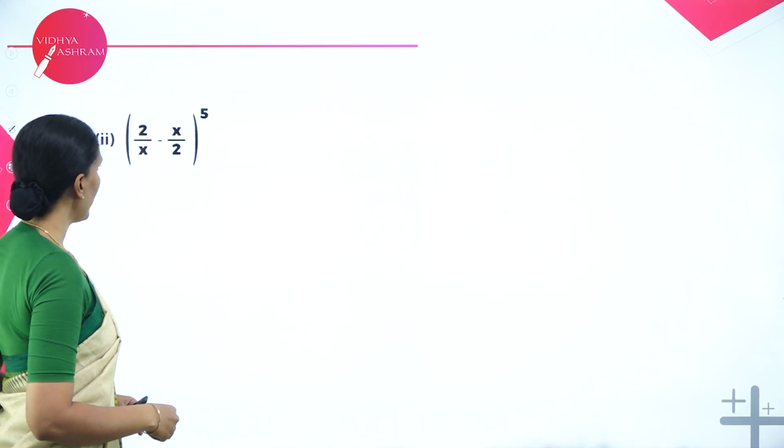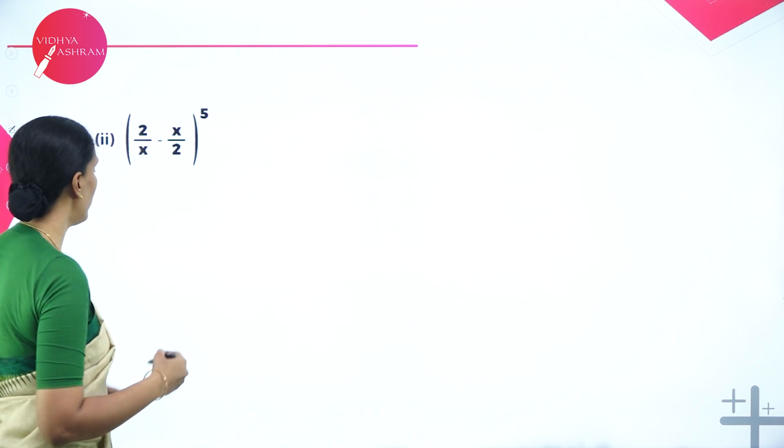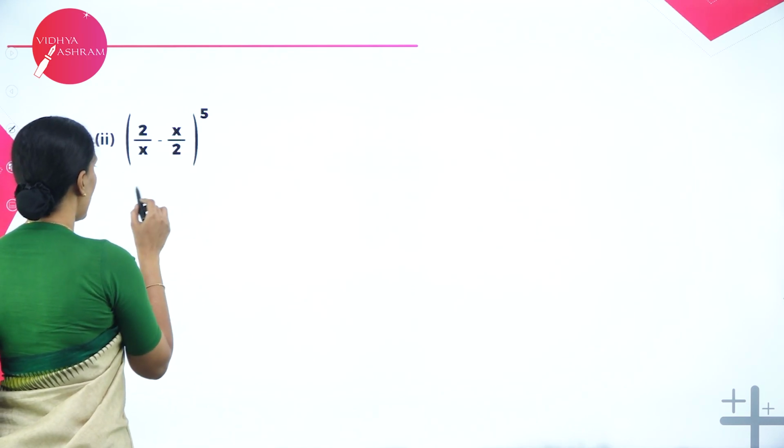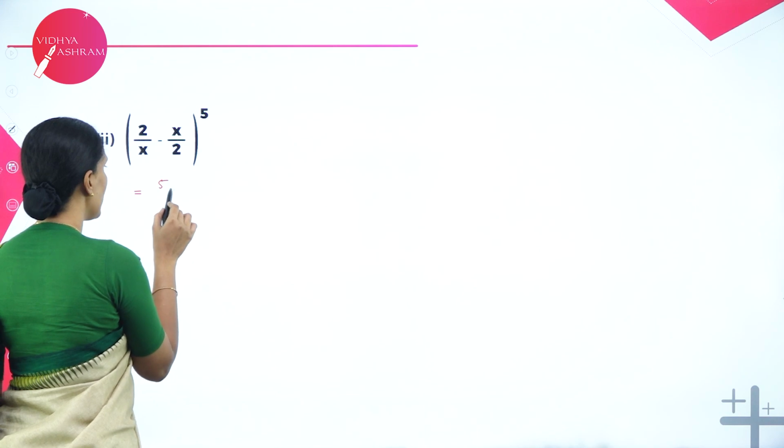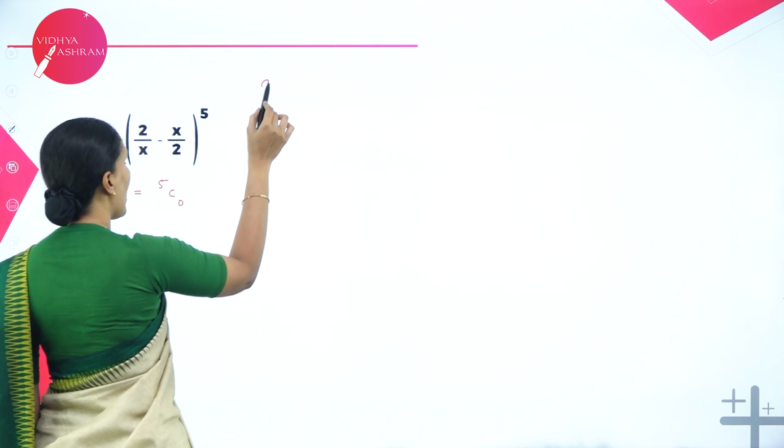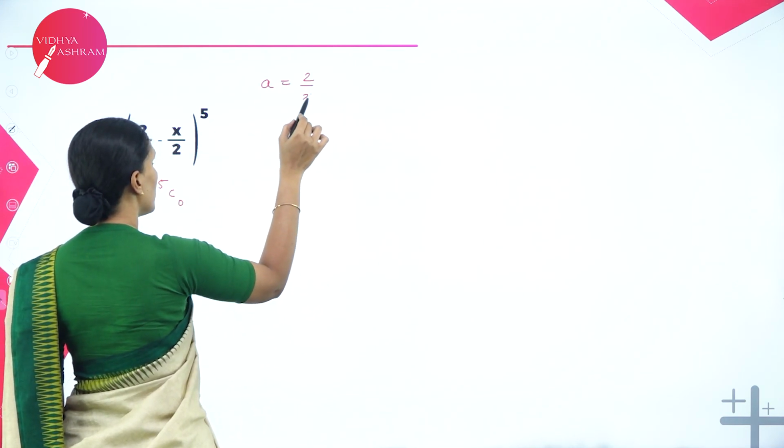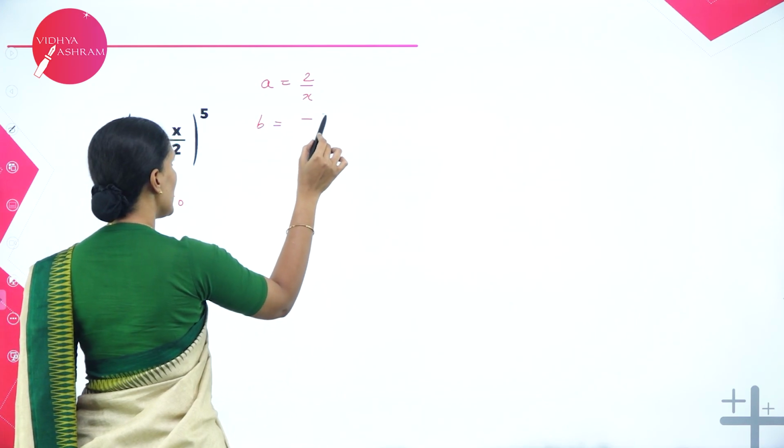Next one, (2 by x minus x by 2) whole power 5. So let's take this. We can write this as 5C0. Here the a value is 2 by x. The b value is minus x by 2.